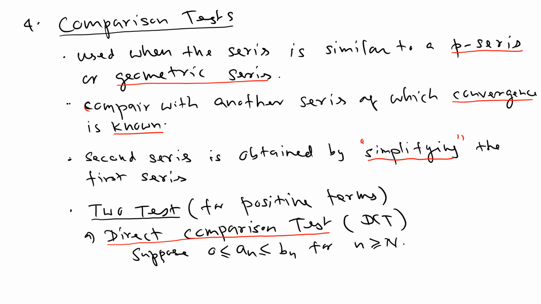This works. Then there are two things it says. If the larger one converges, that means bn converges, then the smaller one has to converge.